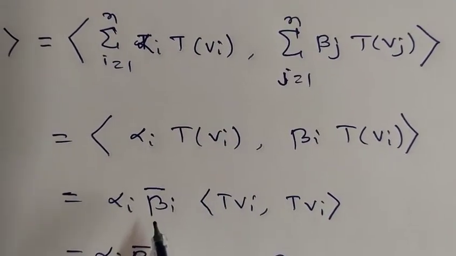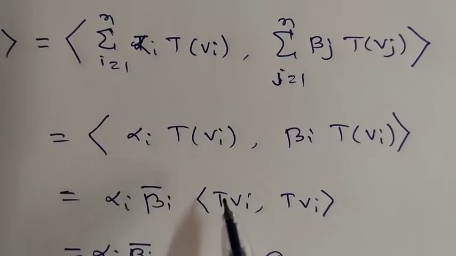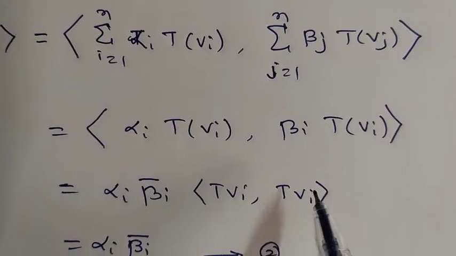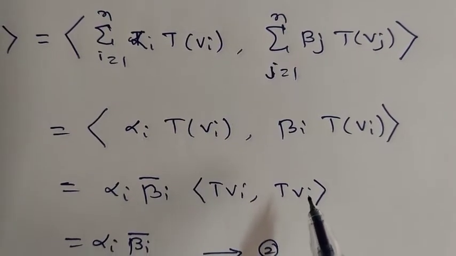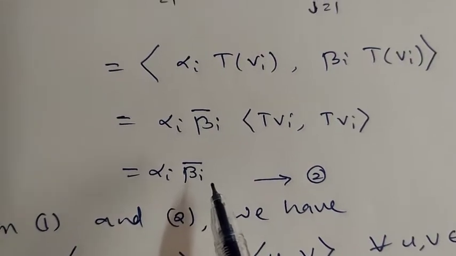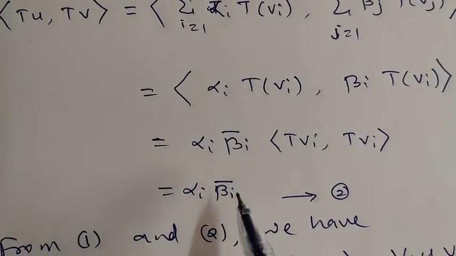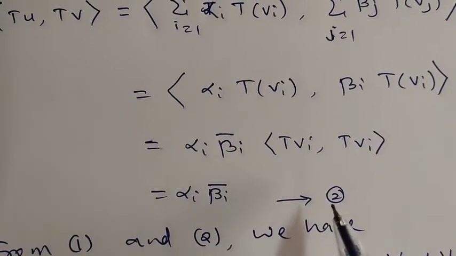So this implies alpha I into beta I bar, with beta I bar taken out, into T of vi comma T of vi. But T of vi comma T of vi is 1. Therefore, this gives alpha I into beta I bar. Thus, T of u comma T of v is alpha I into beta I bar. Call this number 2.